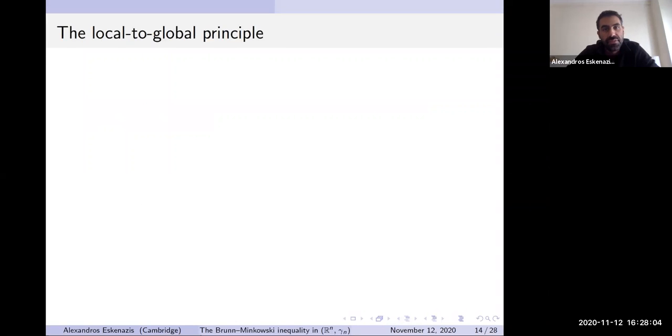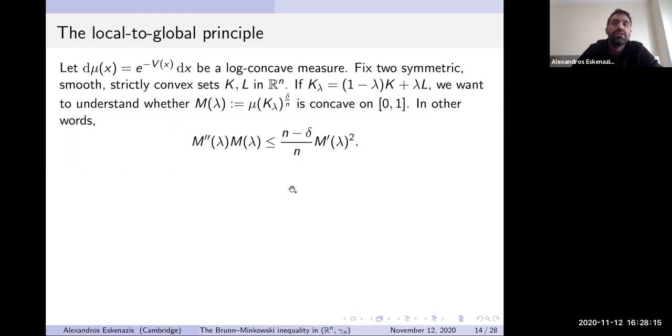So the local to global principle. I'm going to convince you that functional implies geometry. This has very little to do with the Gaussian measure. So in fact, I'm going to do it for any log concave measure. So take a measure mu, which has density e to the minus v. So v is now a convex function, so e to the minus v is log concave. And fix two symmetric, smooth, strictly convex sets K and L.